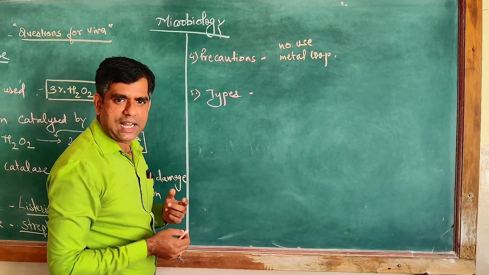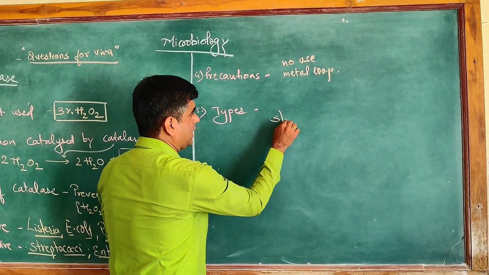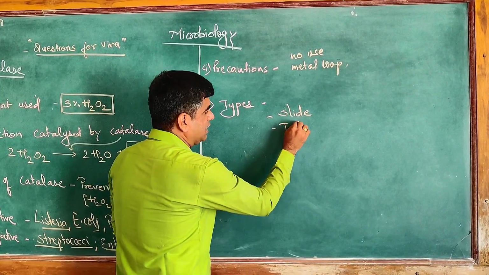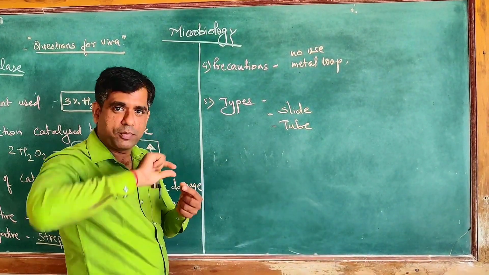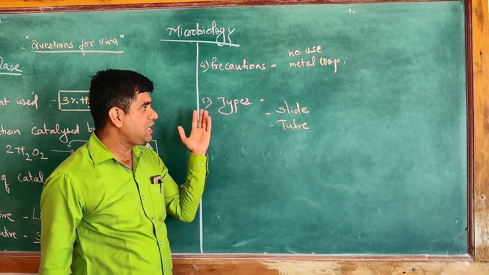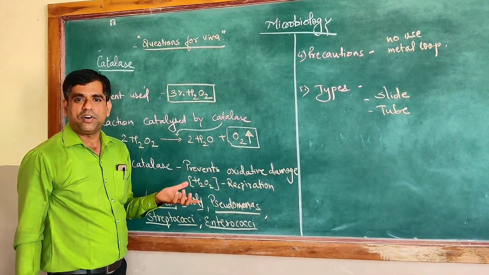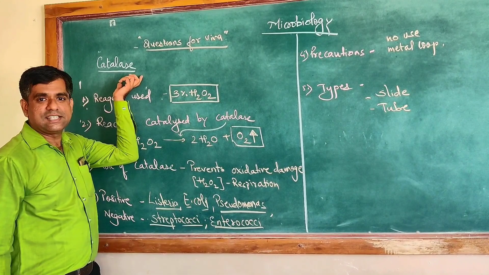What are the two basic types of catalase test? Yes, it may be done either by the slide method or by the tube method. Some also pour hydrogen peroxide in the slant. So these are some of the common questions which will be asked for the Viva for this catalase test.